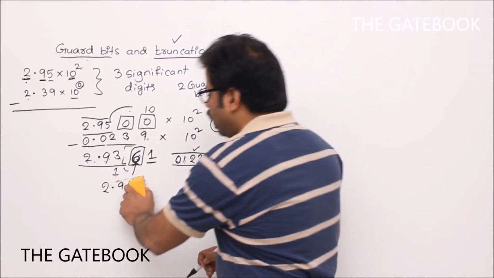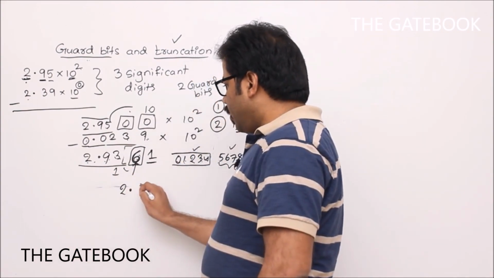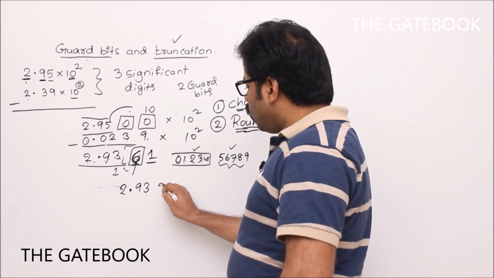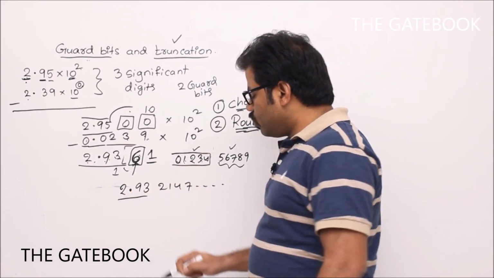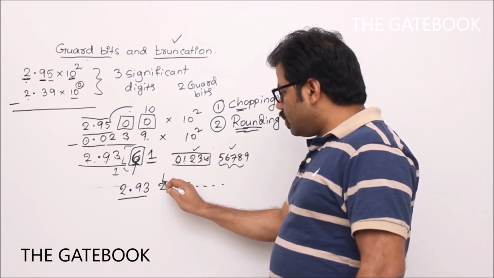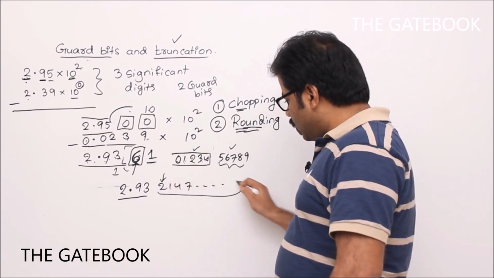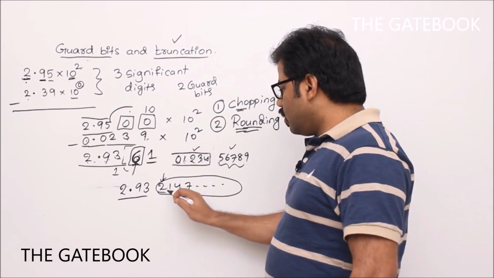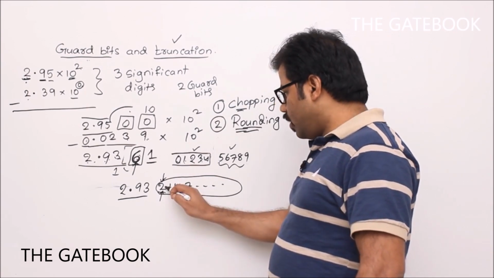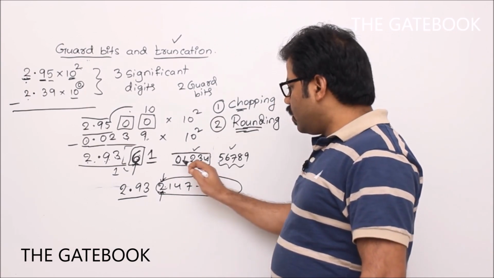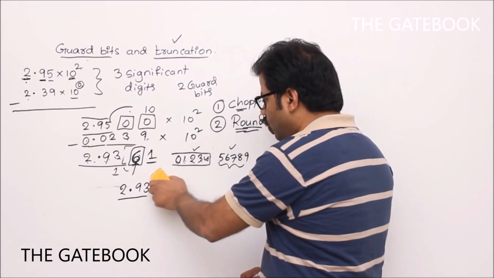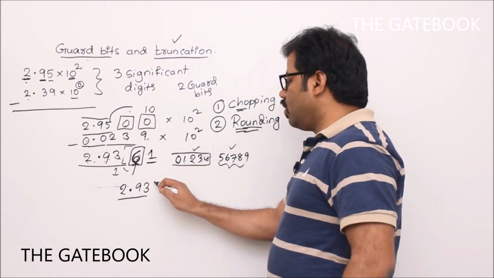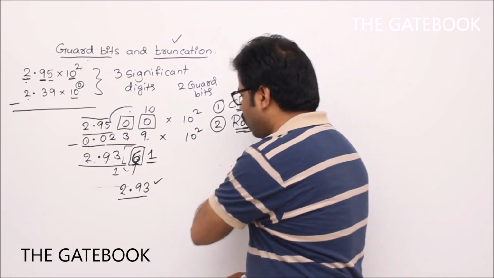For example, the number was like this, 2.93 something, 2147, whatever it is. Again we want to use rounding. This entire sequence is to be discarded. In that, we take the first digit and see which group it is in. If it is in the 0, 1, 2, 3, 4 group, we blindly discard them, with no update here. So this is the idea. Now we'll see one clear example.